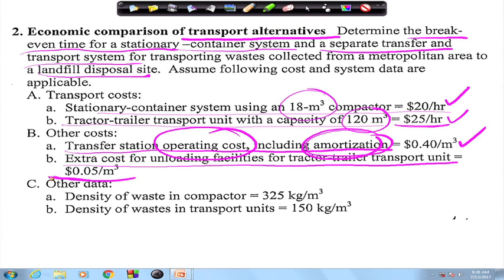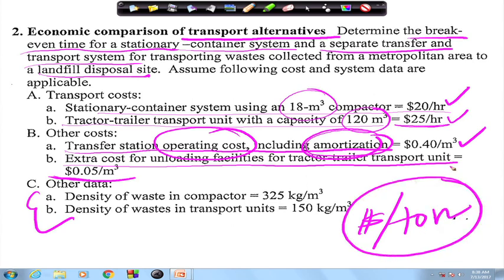And then what are the other data given? If you have seen here, these volumes are given in meter cube, and these volumes are also in meter cube. And usually we look at the price in terms of dollar per ton. So if you are trying to find dollar per ton, and these values are volumes in meter cube, we of course need some density data. So we have density data provided to us so that we can convert from volume to mass and vice versa. So density for waste in the compactor, that's the smaller truck, this 18 meter cube compactor, you can see that it's 325 kg per meter cube. So it's pretty good compaction.